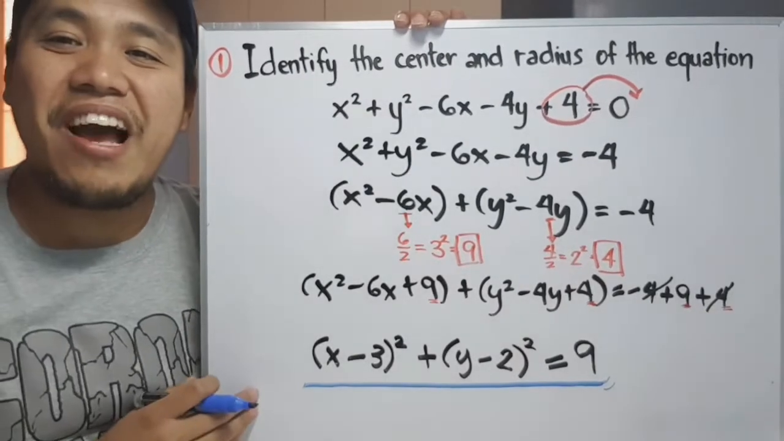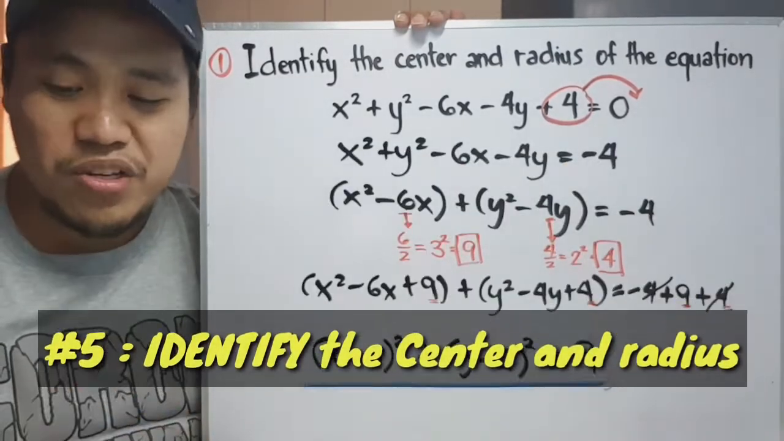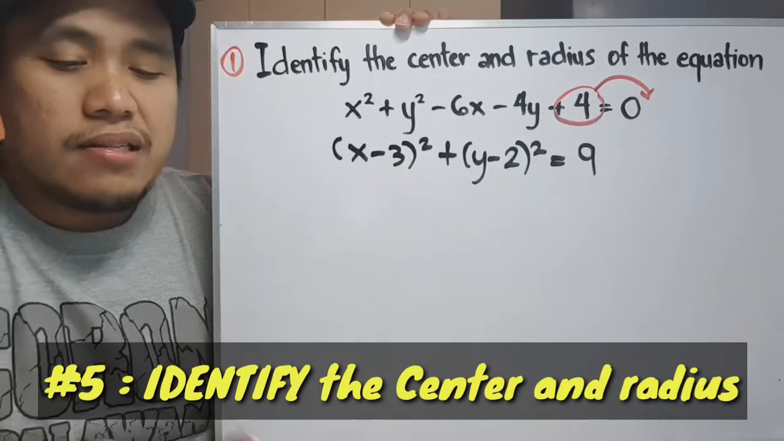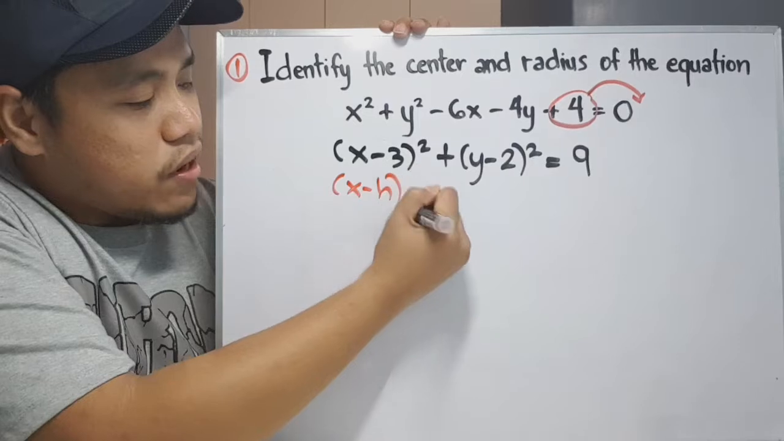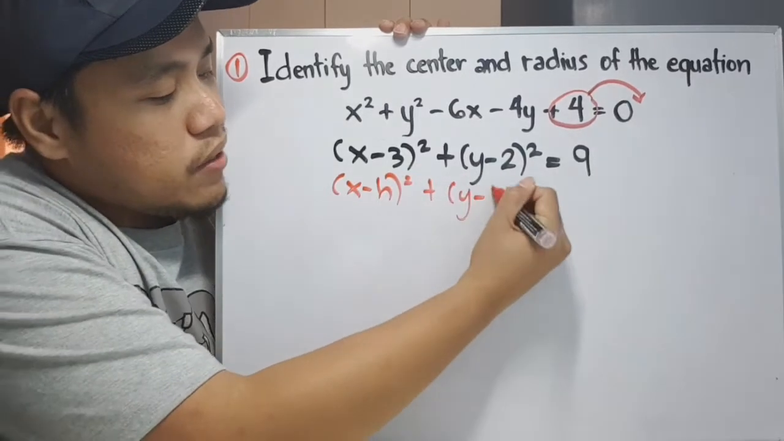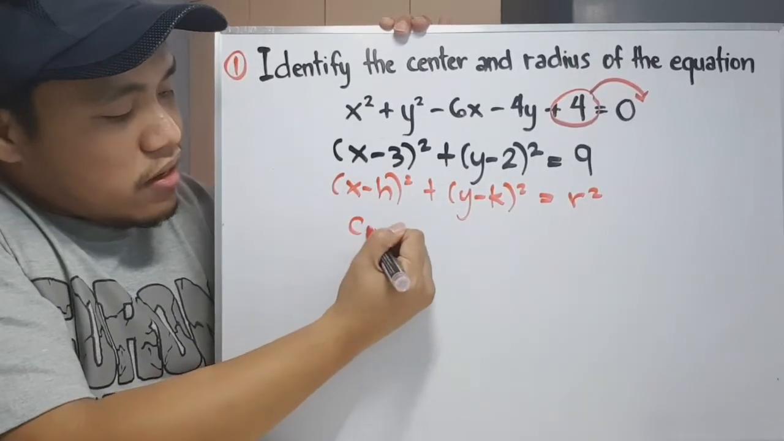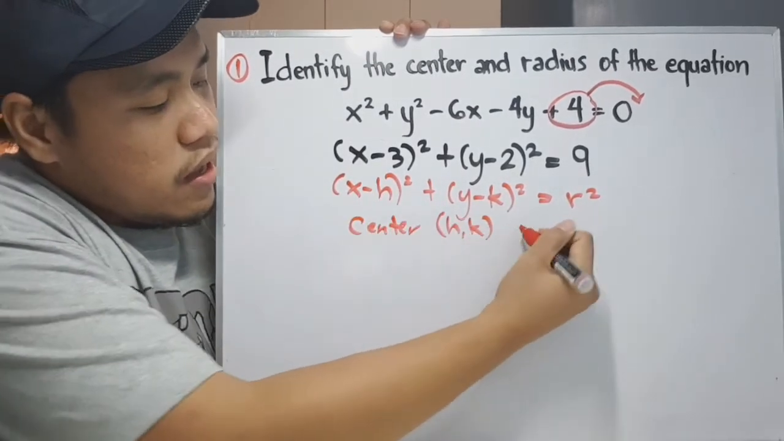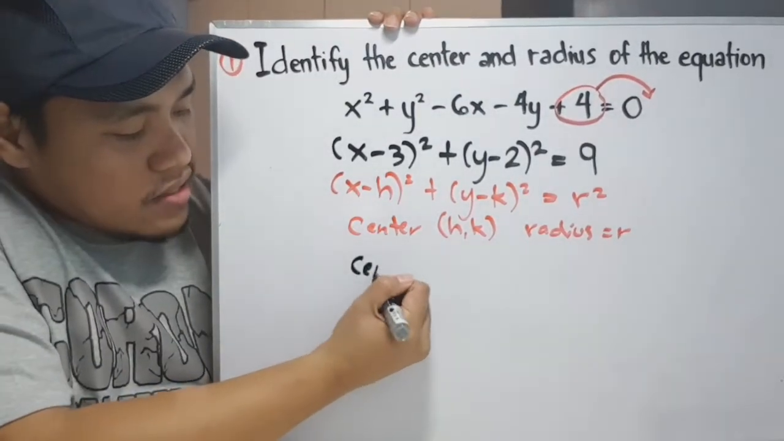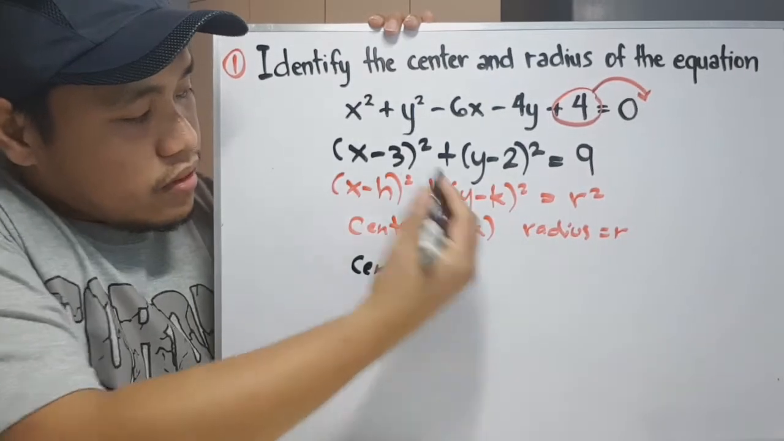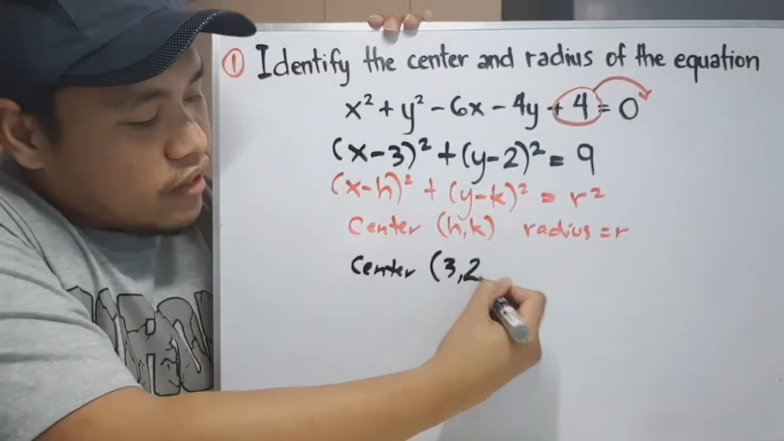So since we already have the standard form of the equation of the circle, we can now identify the center and its radius. Now, going back, the standard form of the equation of the circle is given by x minus h squared plus y minus k squared equals r squared, where the center is (h, k) and the radius is r. In our equation, the center is 3 for the h, and then we have 2 for the k.